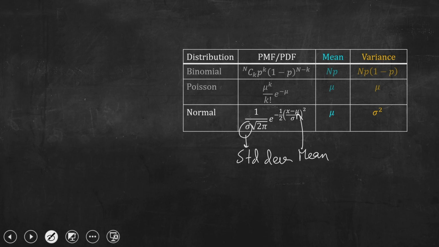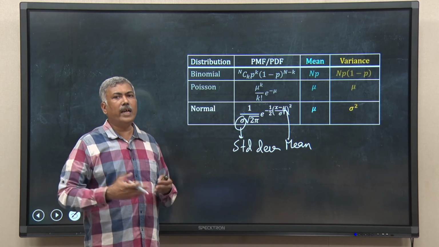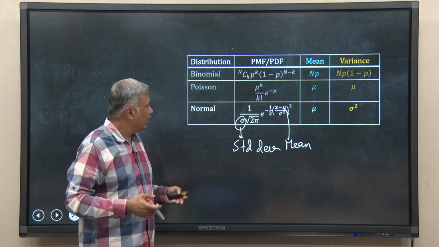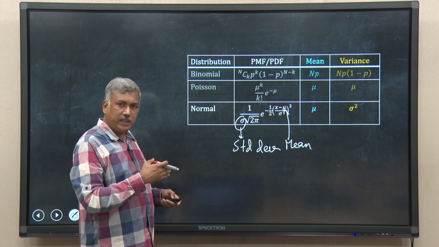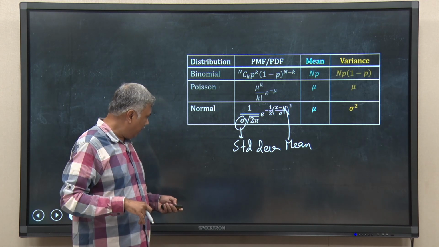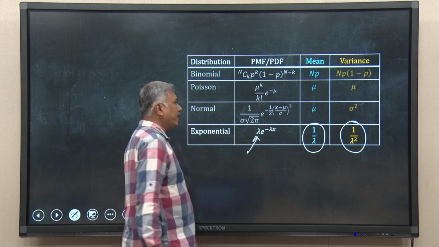So, in any way your PDF is itself defined by these two parameters, standard deviation and mean. So, your mean and variance will be mu and sigma square, the standard deviation square. Now, take another continuous distribution, exponential, and if you remember, the exponential distribution has parameter lambda. So, it can be shown that the mean of this exponential distribution will be 1 by lambda and the variance will be 1 by lambda square.